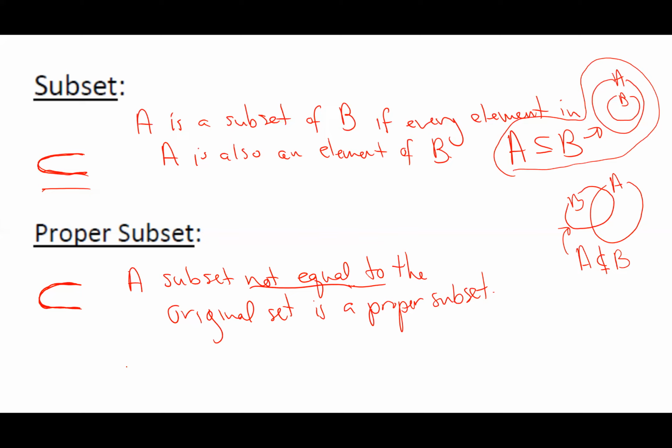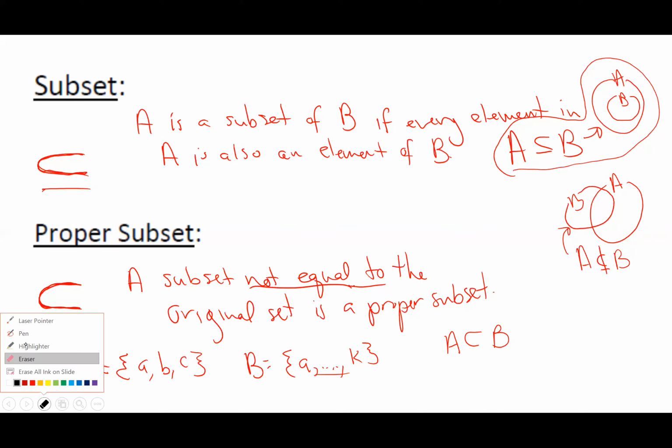So let's suppose I had something like this. And let's just start with a really small example. Let's suppose A was equal to A, B, C. Let's suppose B was equal to A, and so on, all the way up through K. Okay. From here, we can see relatively quickly A is absolutely a subset of B because there's nothing in A that is not also contained in B. Great. Further, I would even go so far as to say that A is a proper subset because A is not equal to B.